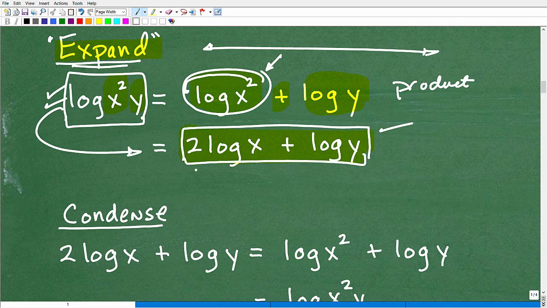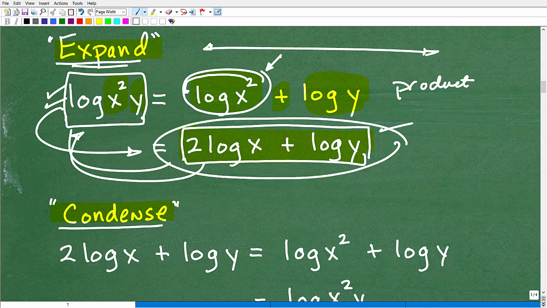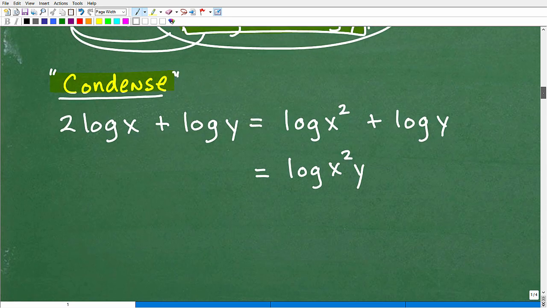Now, if we do the reverse, we go from here and we go back to here, we get this concept of condensing. It's doing the exact reverse, okay? So sometimes you'll be given this, and we want to get back to here. That would be a problem that involves condensing, or we're given this, and we want to get to there. That would be expanding, all right? But we're going to be using the same properties. We just have to think about them a little bit differently.